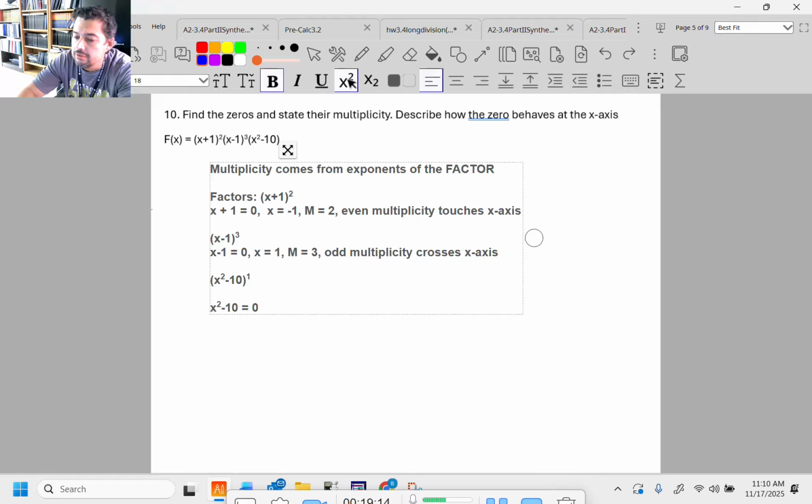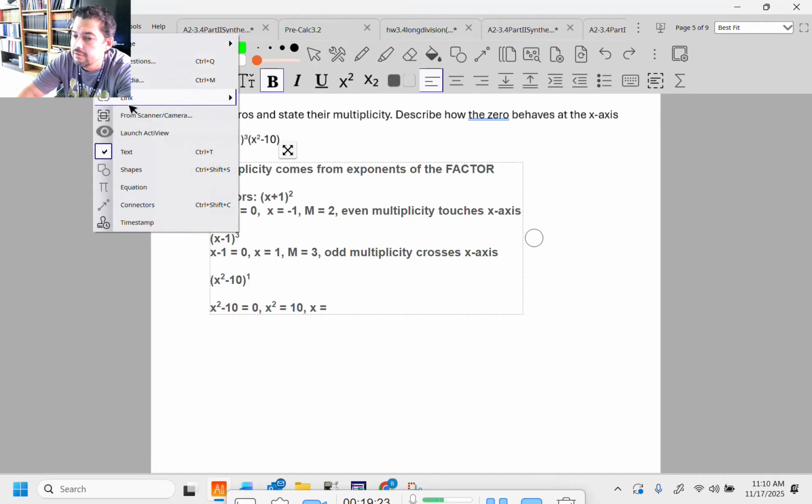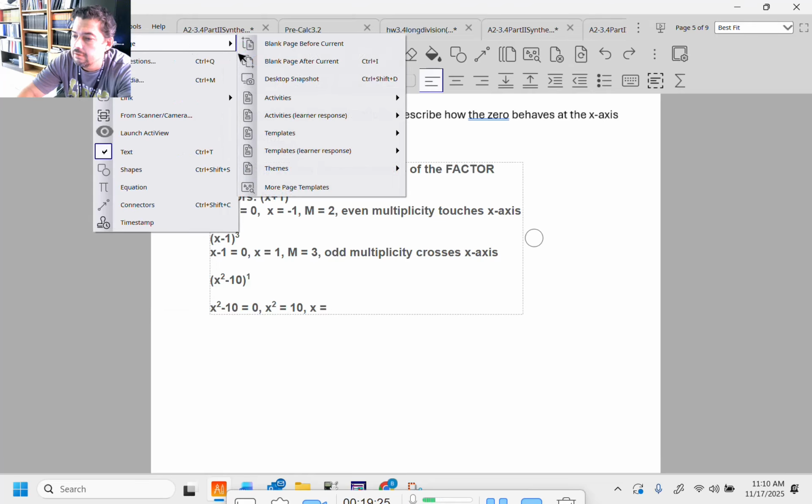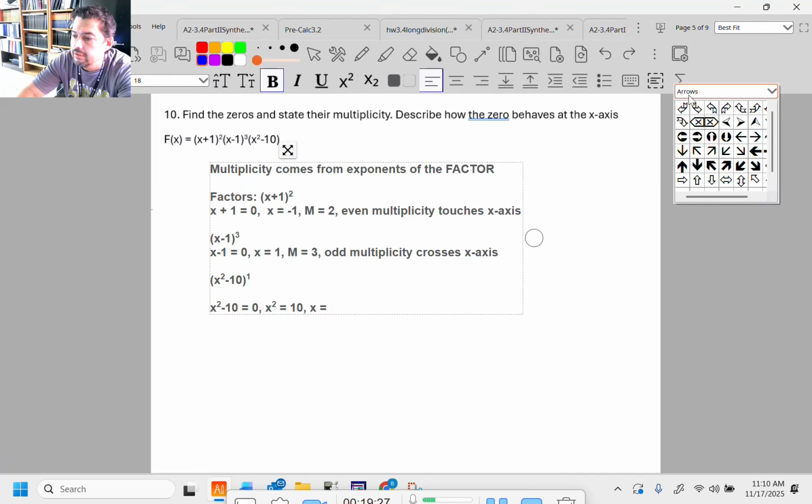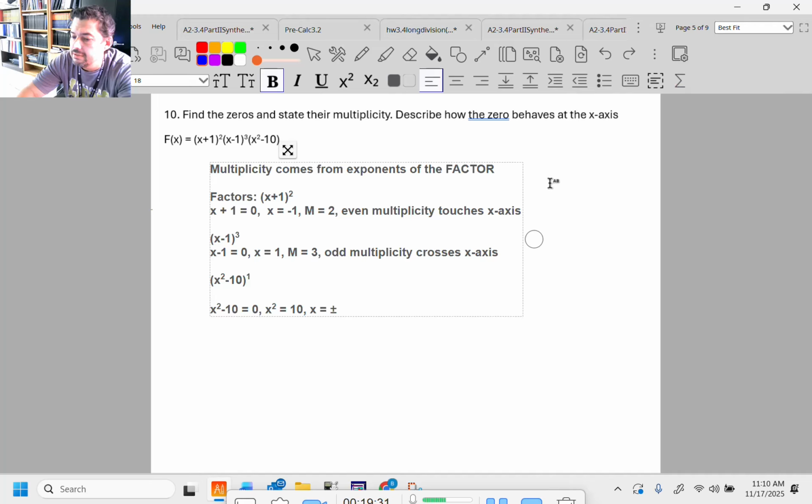Moving forward, I have a factor x squared minus 10, so x squared minus 10 is 0, which means that x to the second is 10, which means that x is plus or minus the square root of 10, and I don't have a square root key.